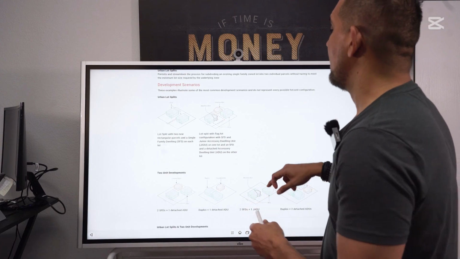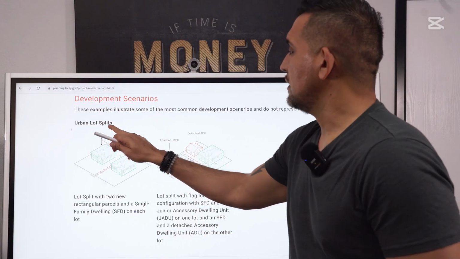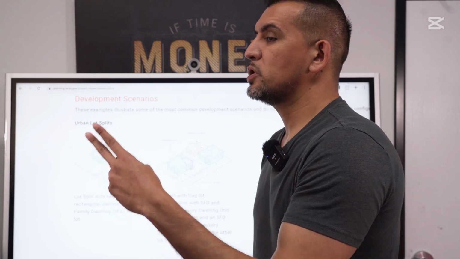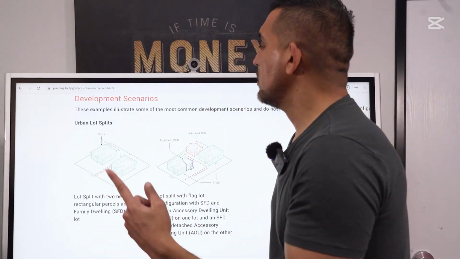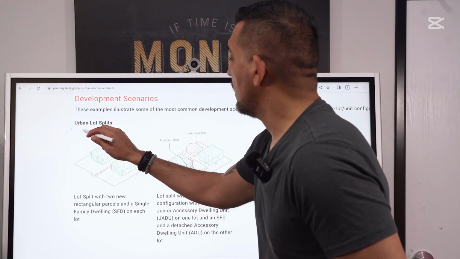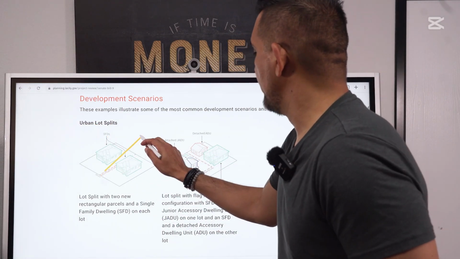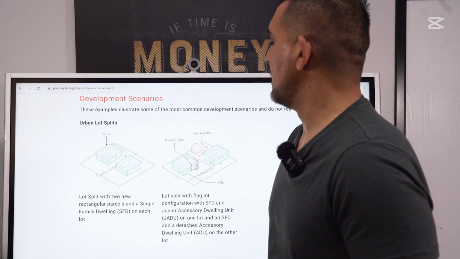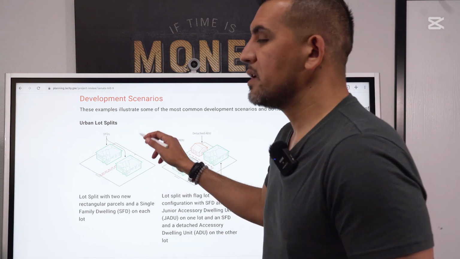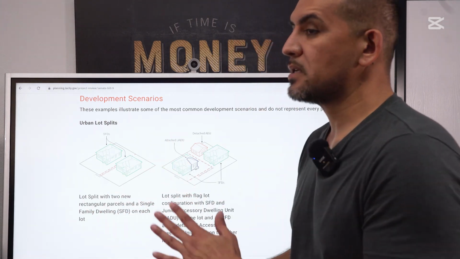So let me show you a couple scenarios. Development scenarios. This is one. Remember, there's 2. SB 9 allows you to do a 2-unit development, and it also allows you to do an urban lot split. So urban lot split, single family residence. You can split it into 2 and have one single family here, another single family here. And then on top of that, you can add more to it. So we're going to jump into that. That's a combination of 2.